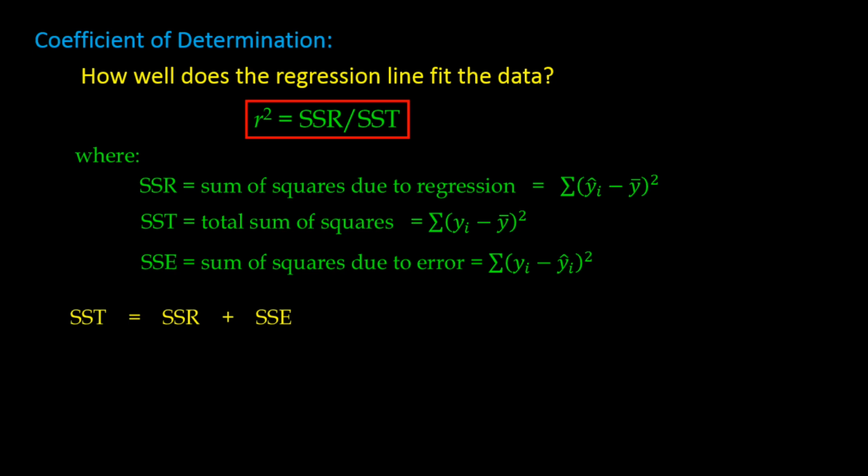It is important to know that SST is equal to the sum of SSR and SSE. So if we add SSR plus SSE, we would get SST. This will help us to make the calculation simpler, since if we know any two of these numbers, we can get the third number by either adding or subtracting, as you will see in a few moments.